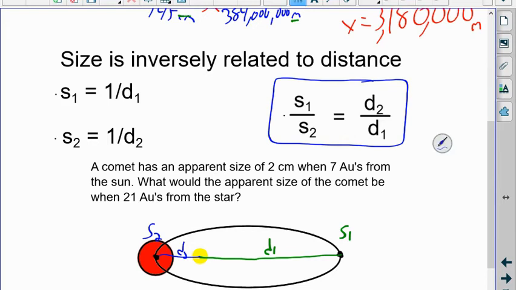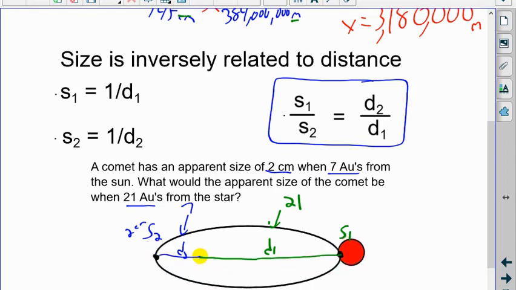So a comet has an apparent size of 2 centimeters when 7 AUs from the sun. The 7 AUs is less than the 21 AUs. So D2 is 7 and D1 is 21. And then it's 2 centimeters when 7 AUs. That's its S2, 2 centimeters. So conceptually, I should see that when it's 2 centimeters here and it comes over here, it's going to be small. My number better be less than 2 centimeters if I did it right.